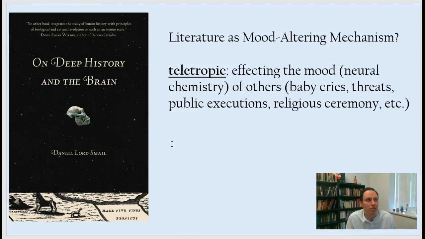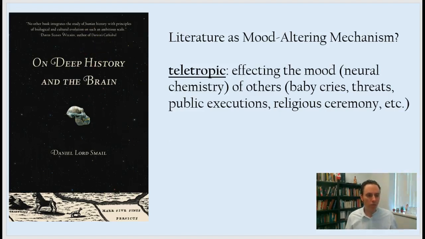The massive and numerous spectacles of public executions or sacrifices that filled human culture before modernity. Religious ceremonies, the intoning of a mass by a priest, all these have an effect on other people to calm you or to fear you or to make you happy or to console you. And in cultures with more simple material civilizations, argues Smail, teletropic mechanisms for mood altering, that affecting other people was the primary way that societies organized themselves.